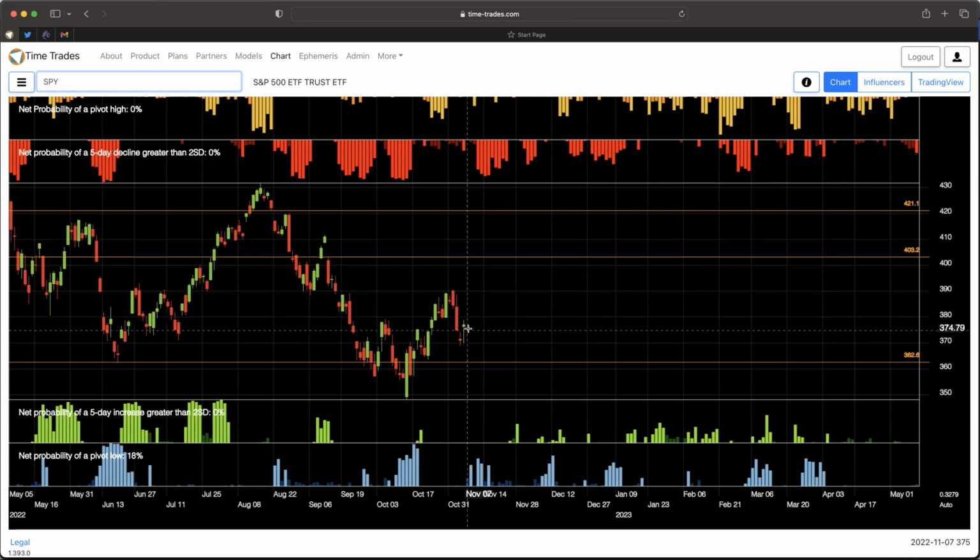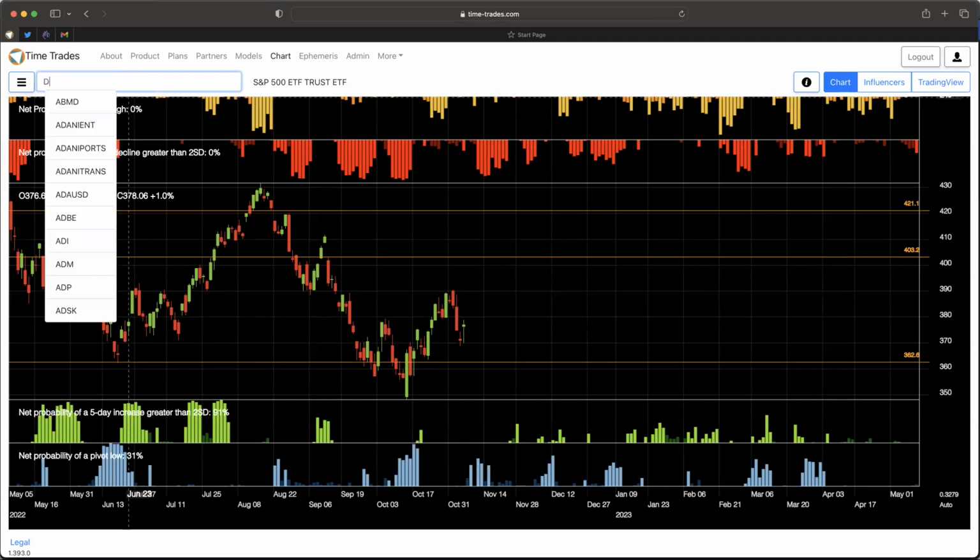So we may see a little bit of a relief bounce, especially after that relatively strong finish, I guess, on Friday. That may continue early in the week, but it looks like later in the week and into next week, especially around November 14th, we're looking at high probability down days.